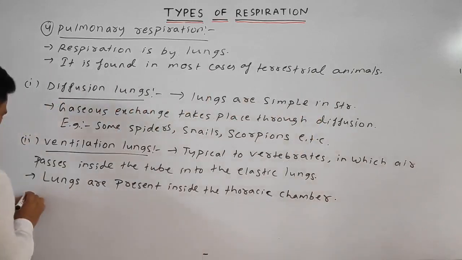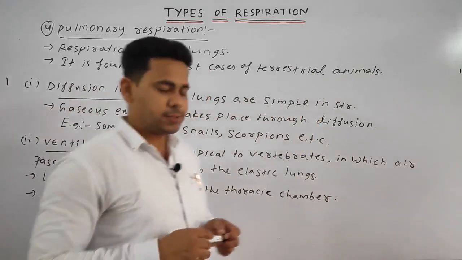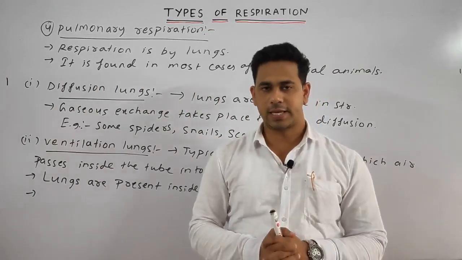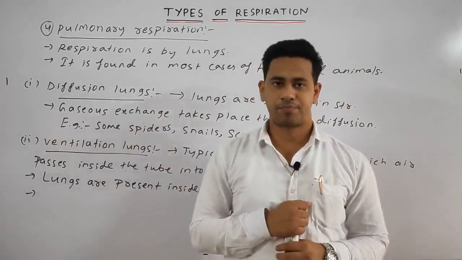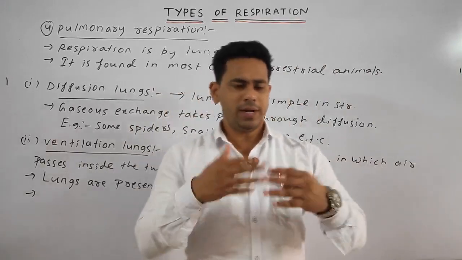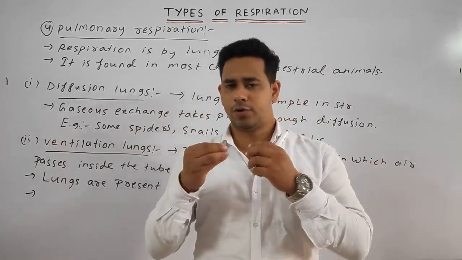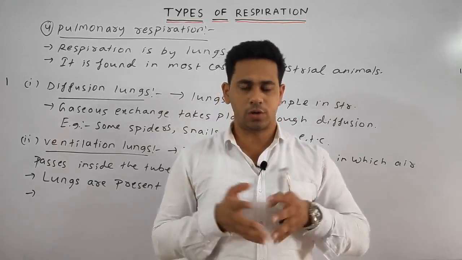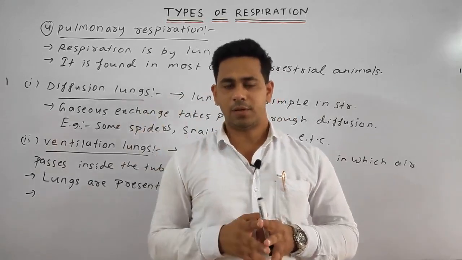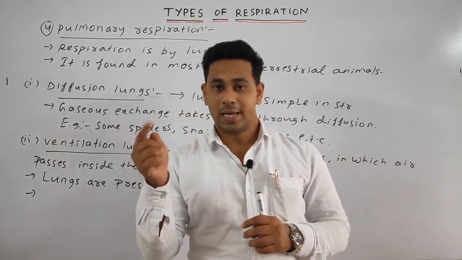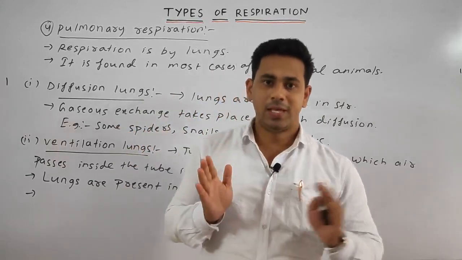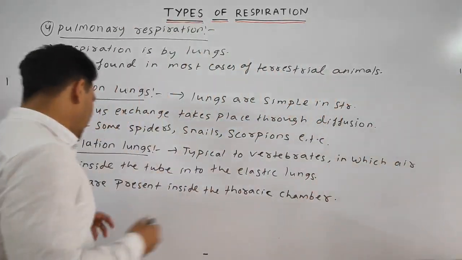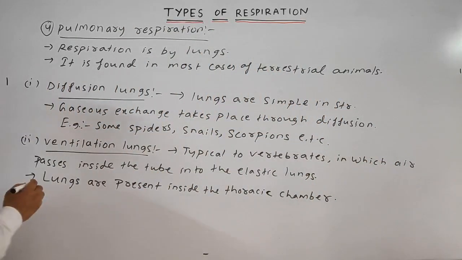Okay, next students, what is the direction of the flow of air in the case of ventilation lungs? You will read in detail in our coming classes, but for general knowledge I will tell you. First the air passes from the nostrils, then to the nasal chamber, then the pharynx, larynx, then trachea, then lastly the bronchi and the bronchioles. Don't worry, you will read in detail, I am just writing the passage.